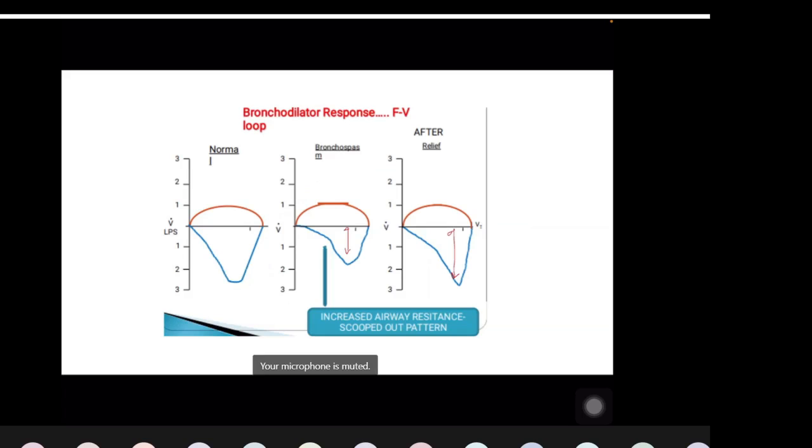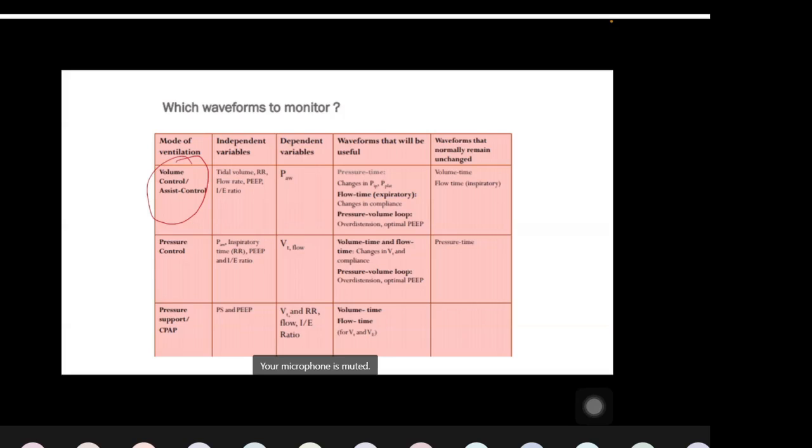So depending upon the modes of ventilation, which waveforms you have to monitor. In a volume control or assist control mode, as Neeraj has already said, we will set a tidal volume, a respiratory rate, a peak inspiratory flow rate, and the I:E ratio. Depending upon these and the lung characteristics, the airway pressure will change.